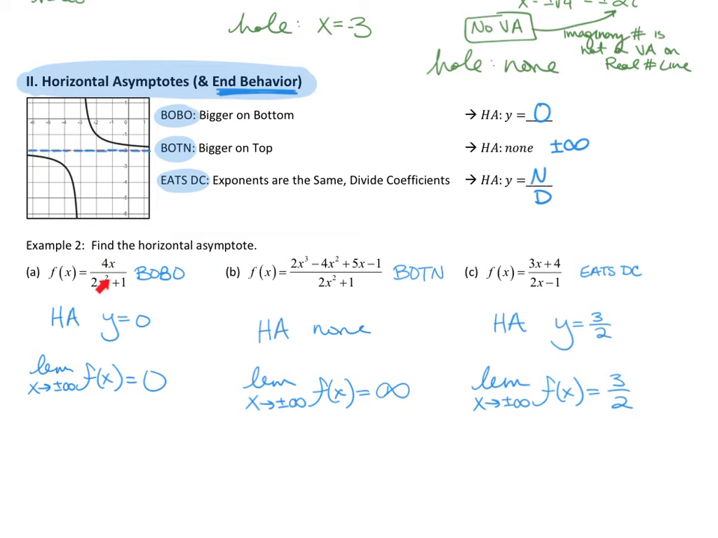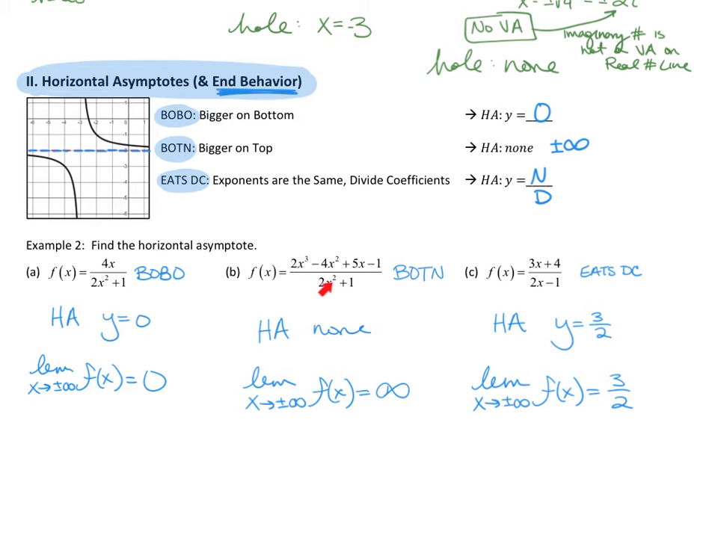This first graph is bigger on bottom, its bigger exponent is on bottom, so it's going to have a horizontal asymptote at 0, which means we can write it as a limit statement. It doesn't say to do that in the instructions, but we're going to do that for good practice. We're going to say the limit as x approaches both positive and negative infinity, so as we go to the right and to the left, that function is going to converge on the number 0.